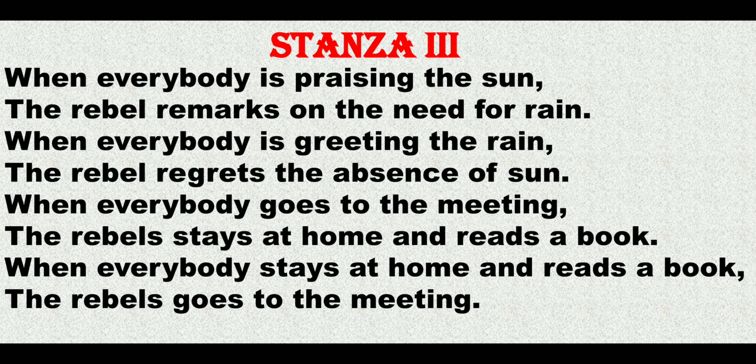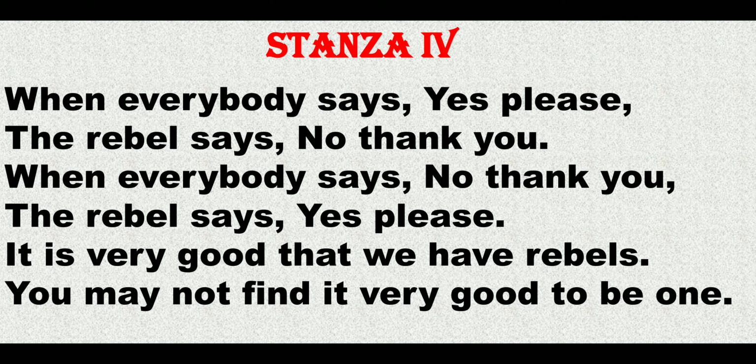Next part of the poem. When everybody is praising the sun, the rebel remarks on the need for rain. When everybody is greeting the rain, the rebel regrets the absence of sun. When everybody goes to the meeting, the rebel stays at home and reads a book. When everybody stays at home and reads a book, the rebel goes to the meeting. When everybody says, "Yes, please," the rebel says, "No, thank you." When everybody says, "No, thank you," the rebel says, "Yes, please." It is very good that we have rebels. You may not find it very good to be one.